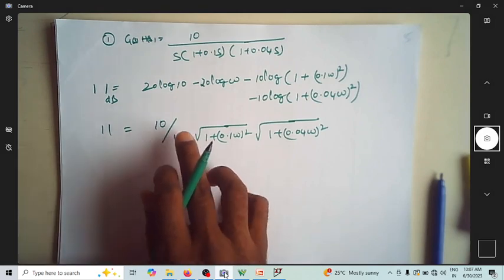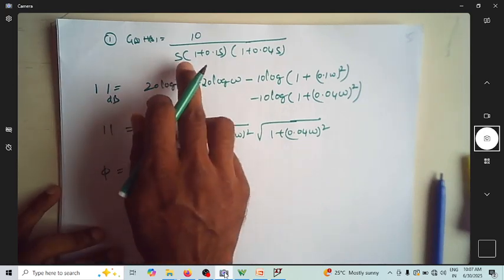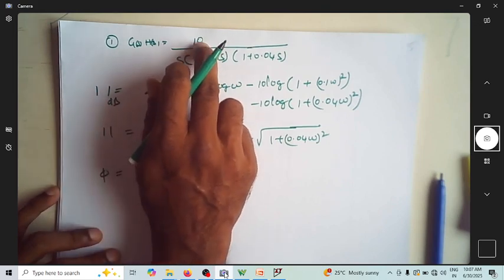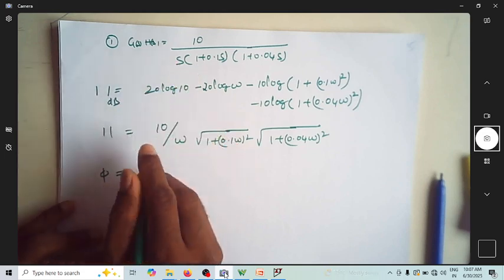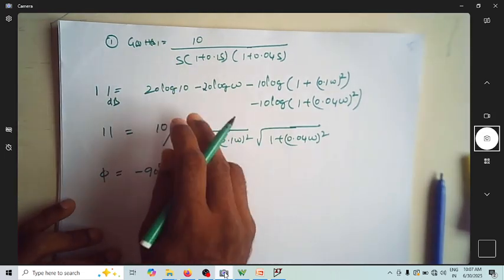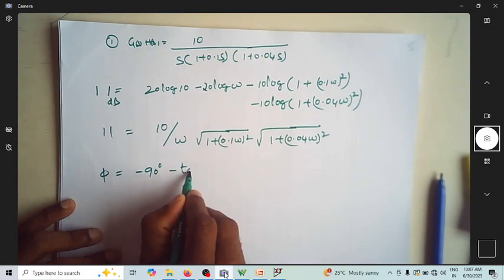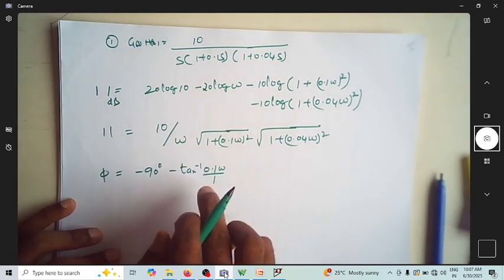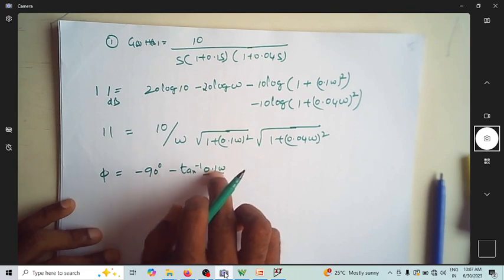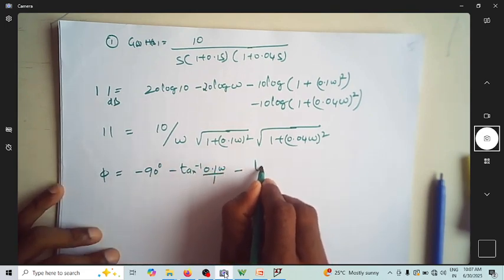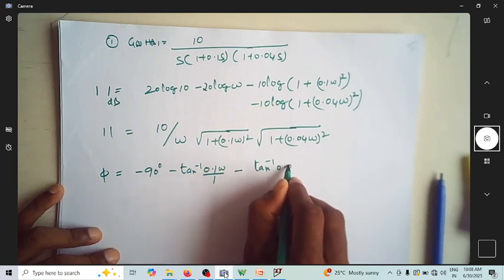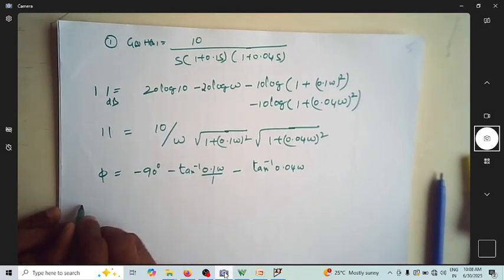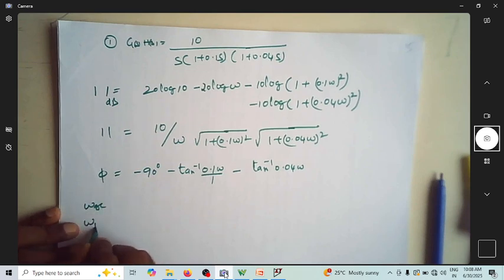These are the magnitudes. But the phase of 10 is not considered because it will not contribute any phase. How about the phase of this? So this is minus 90 degrees. How about the phase of this? It is a pole, that's why it is tan inverse of 0.1 omega by 1. So since in the denominator is 1, you can simply write minus tan inverse of 0.1 omega minus tan inverse of 0.04 omega. Now we know that we need to find omega GC and omega PC.